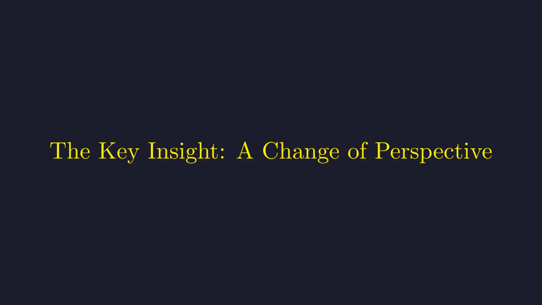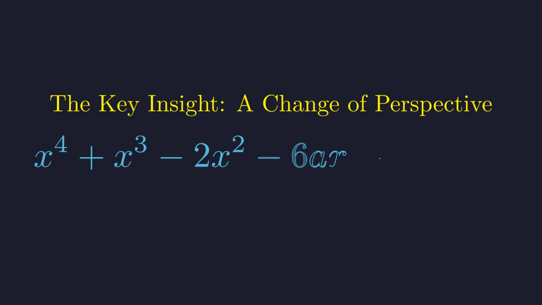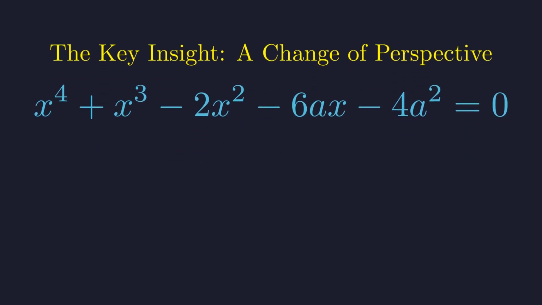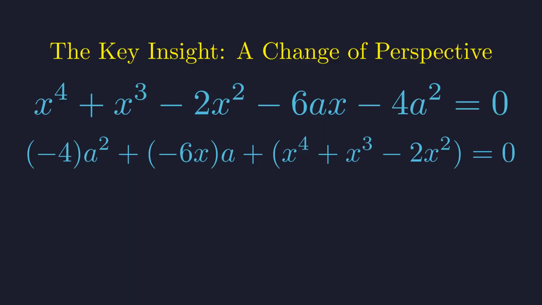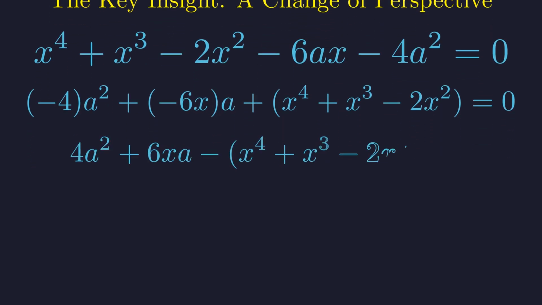When the direct path is a dead end, we need to change our perspective. This is where the real magic happens. Let's look at our equation again. We group the terms by powers of a. We have a term with a squared, a term with a, and then all the rest, which we treat as the constant term. Let's multiply the whole thing by -1 to make the leading coefficient positive. It just looks nicer.